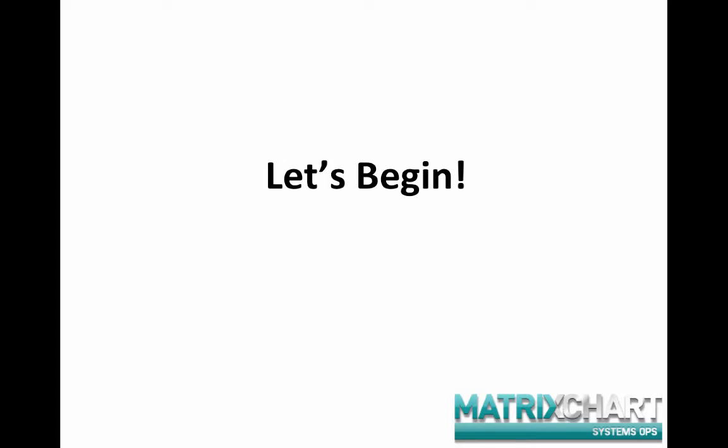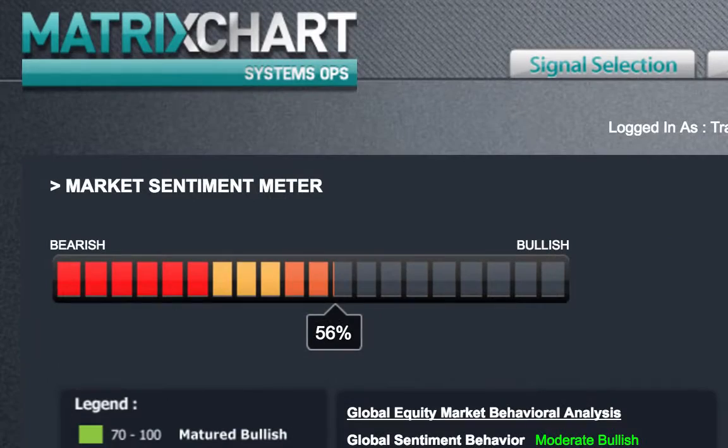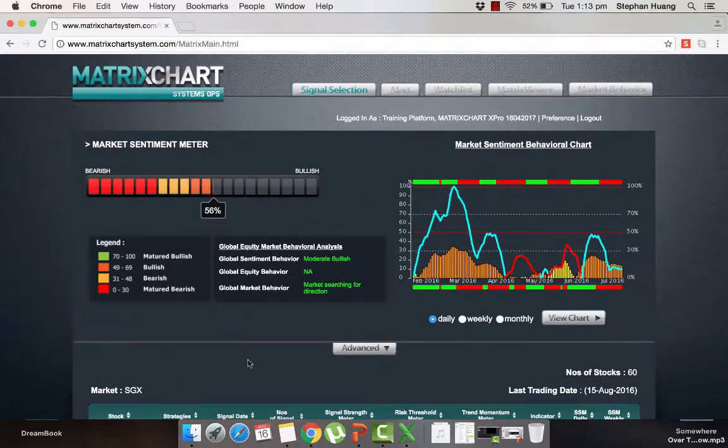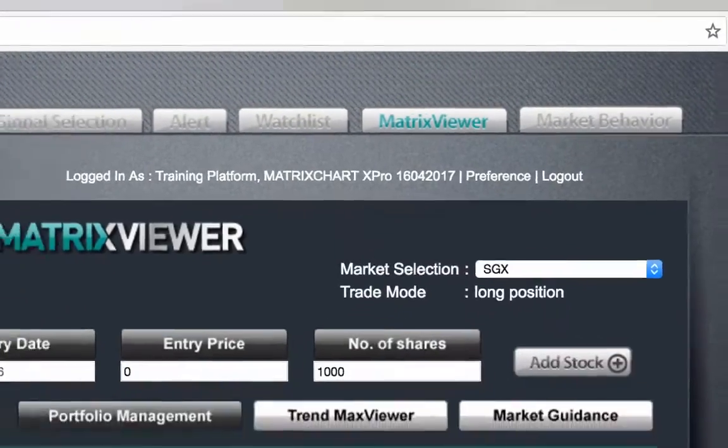Let's begin. So I've logged into the MatrixChart System Ops. As you can see, we're on the first page, the signal selection page. If you want to know more about this market sentiment meter or this market sentiment behavioral chart, we do have videos on YouTube currently that describe this, so do check out our earlier videos. Today we're going to be talking about Matrix Viewer, so let's go ahead and click that.